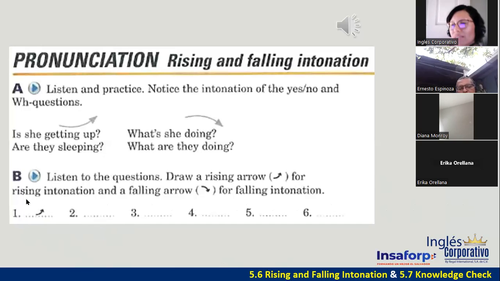Entonces la primera ya está. Dice que es rising intonation. Si es rising intonation, ¿qué tipo de pregunta será la primera? ¿Será yes, no question o será WH question? ¿Qué dicen ustedes? Yes, no question. Muy bien, it's going to be a yes, no question, ¿verdad? Entonces, let's listen to the rest. Escuchemos todo lo demás.